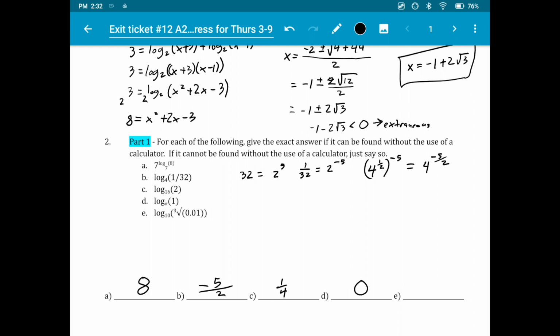E, I'm looking at log base 10 of the cubed root of 0.01, which I can write as 0.01 to the 1/3, which is just equal to 1/3 log base 10 of 0.01. Log base 10 of 0.01 is -2, so this is equal to -2 times 1/3.